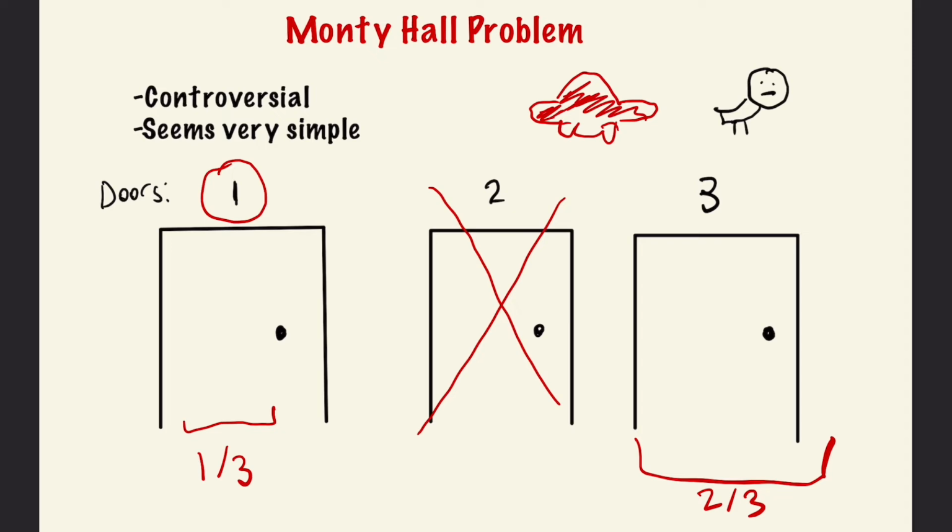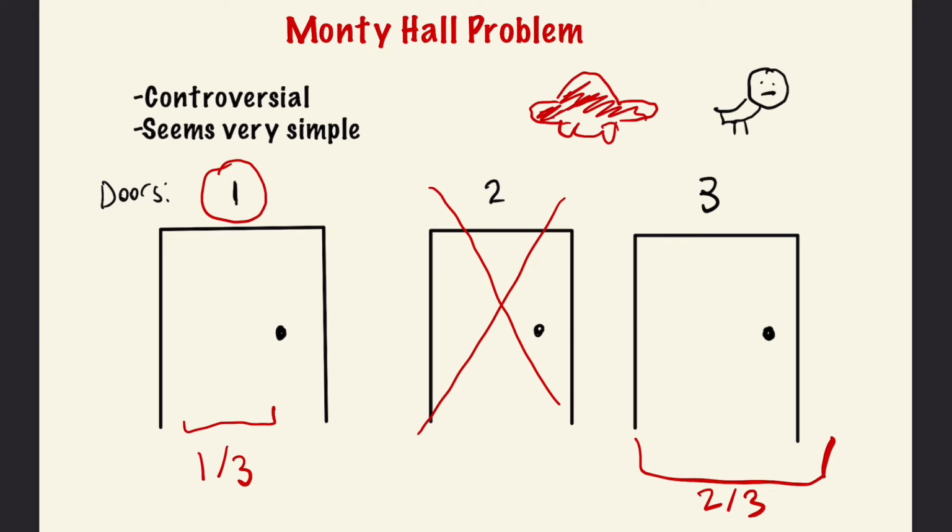We would absolutely want to switch from door number 1 to door number 3, because door number 3 has odds of the car being behind it of 2 out of 3. In other words, if we were to perform this experiment many, many times, the car will be behind the other door, so in this case door number 3, about 66% of the time, while the car will only be behind our original pick about 33% of the time.